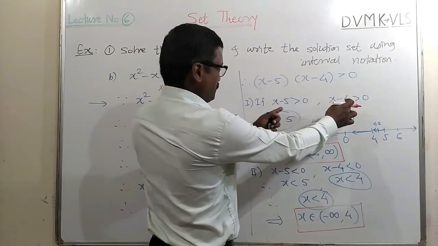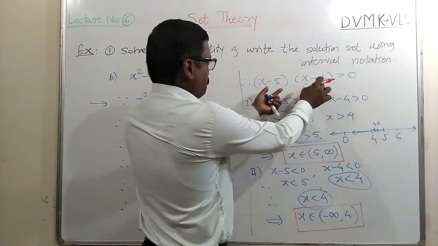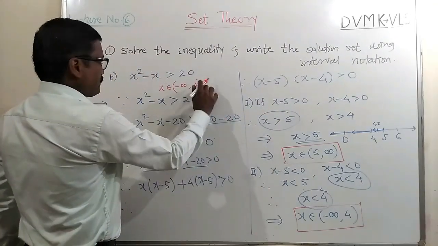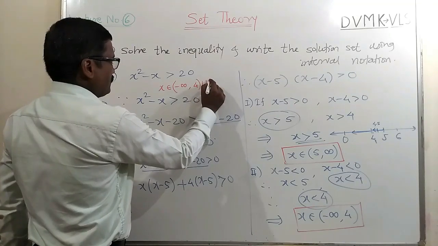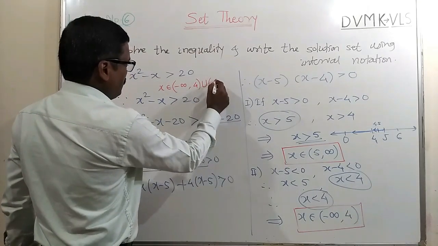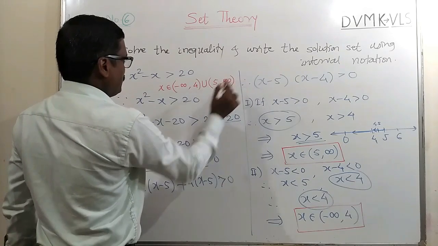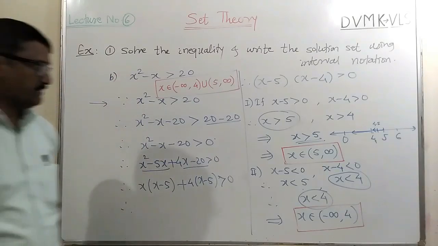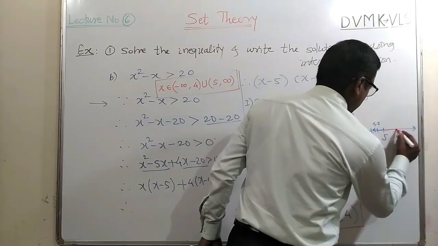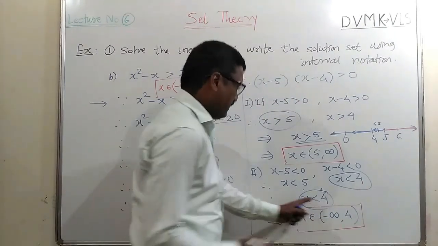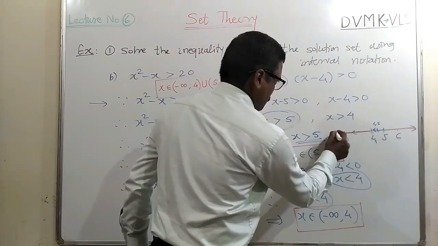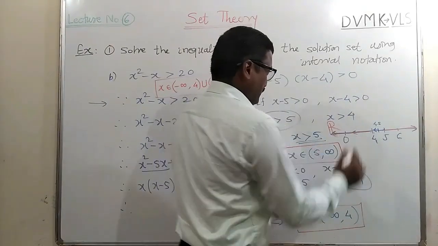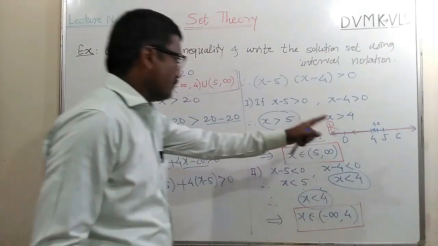If these two numbers are positive, then we get this, or if both these numbers are negative, then we get this. Means there is an option for this. So 'or' means union of open interval 5 to infinity. So this is the solution of this. Means the number may be greater than 5 or may be less than 4. It means the same, that is the set of real numbers except closed 4 to 5.